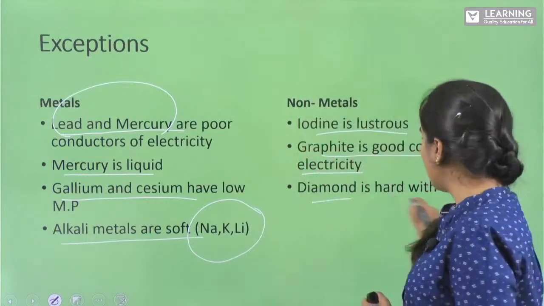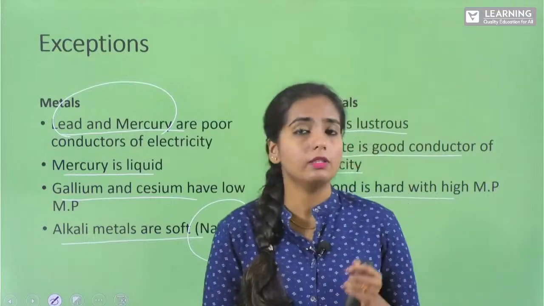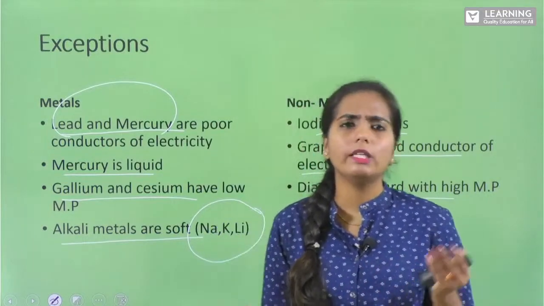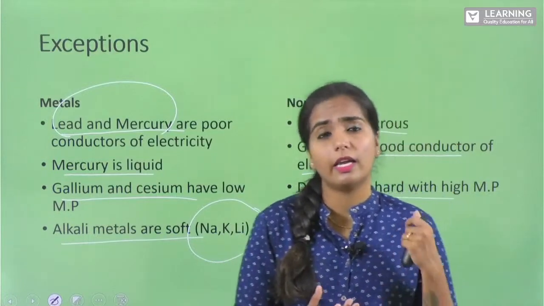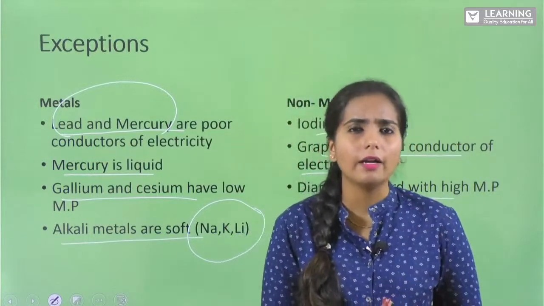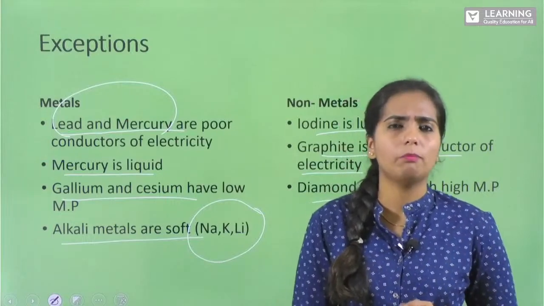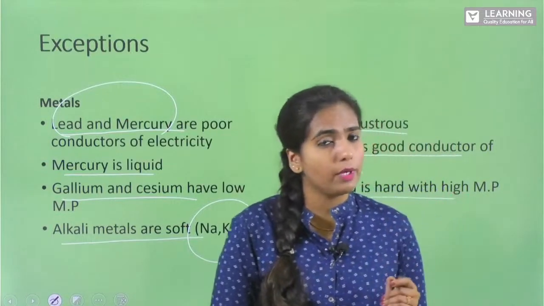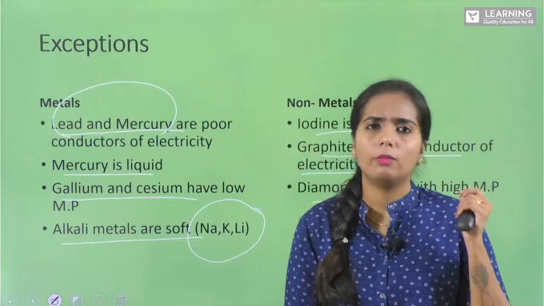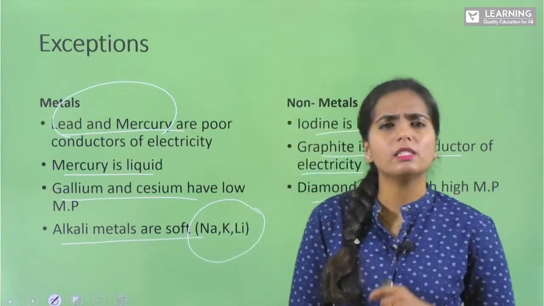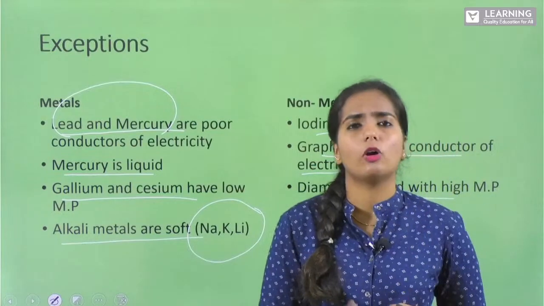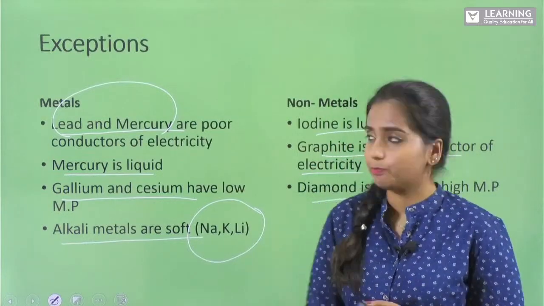And the last one is diamond, which is hard with a high melting point. Usually non-metals are not hard substances, but here the exception is that diamond is hard, and it also has a high melting point. Usually non-metals have a low melting point, right? But diamond is hard and has a high melting point. So these are the exceptions in the physical properties of metals and non-metals.